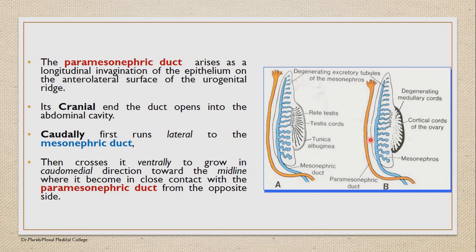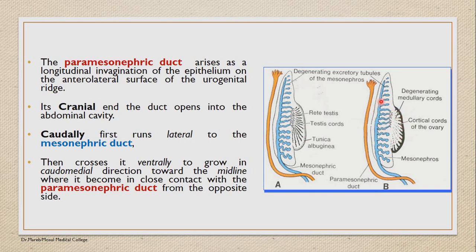Now just look at this drawing. You can see A is a male, and B is a female. In A, you can see the testis, here the testis cord, the tunica albuginea, and the rete testis. Here in the ovary, you can see the cortical cord of the ovary, the degenerating medullary cord, and there is no tunica albuginea.